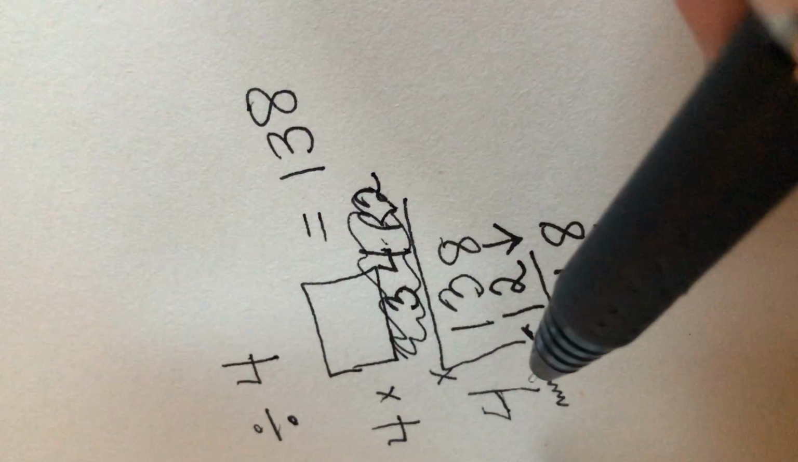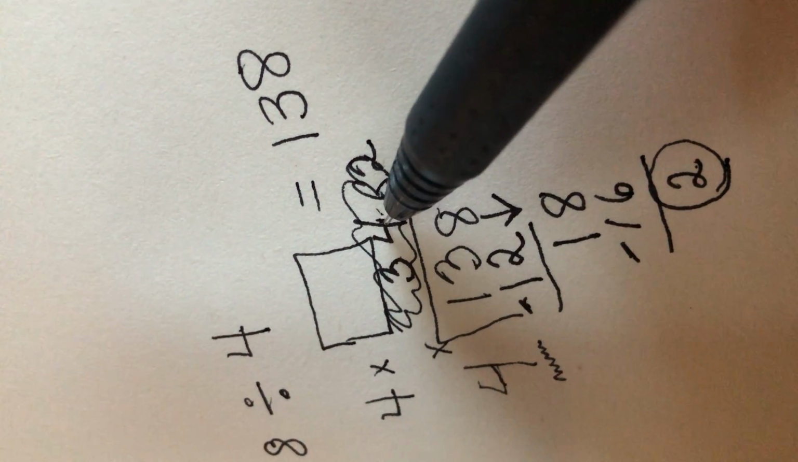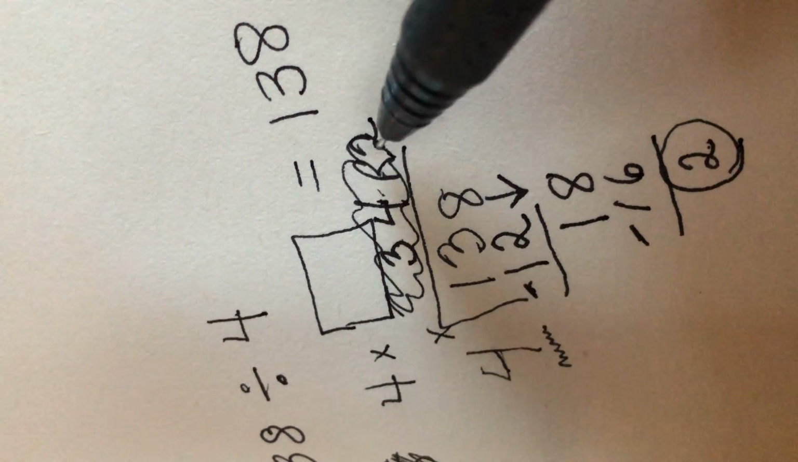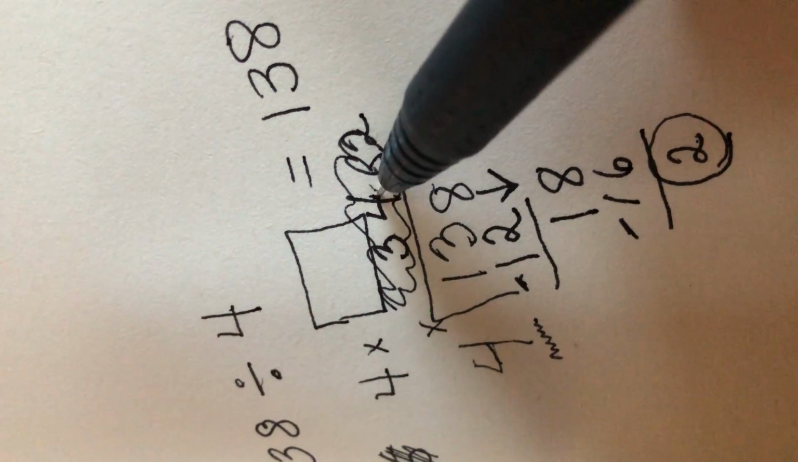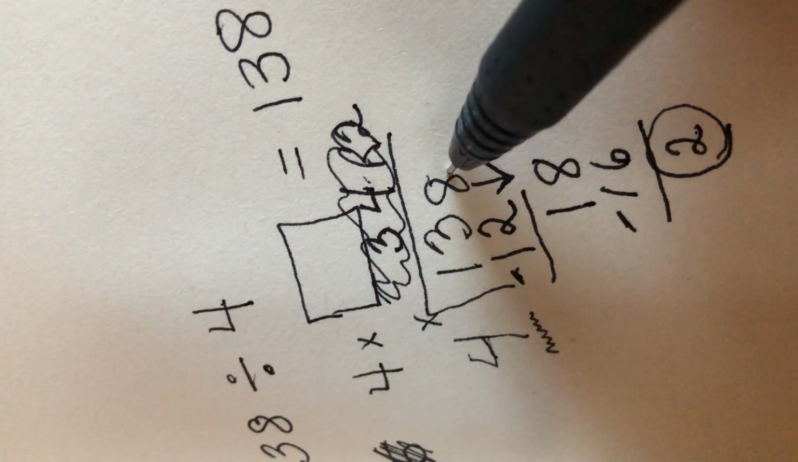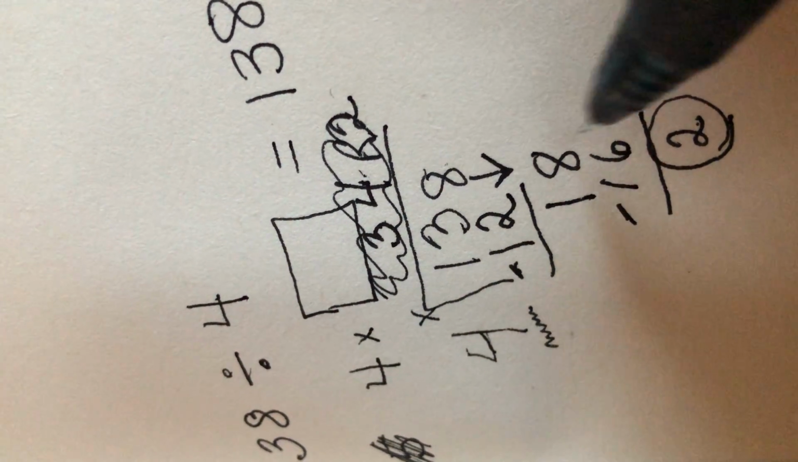That means that 4 times 34 plus 2 more will give me 138. So 4 times 34 must equal 136. And then 2 more gives us 138.